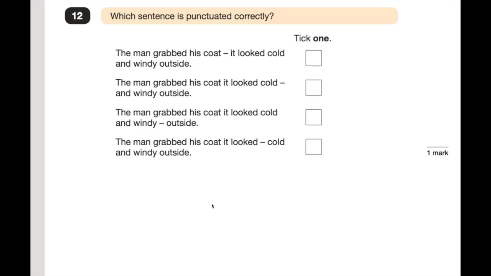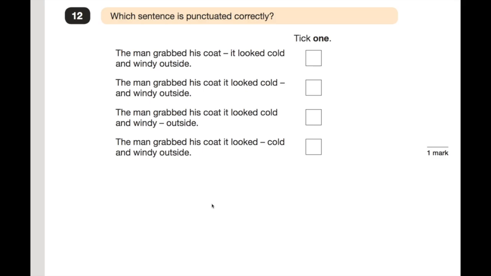Number 12, which sentence is punctuated correctly? Again, the man grabbed his coat, it looked cold and windy outside. So when you read that sentence, there is a natural pause in there. Where that pause goes is where your punctuation is going to be going. It breaks up the information. So the first one is correct.